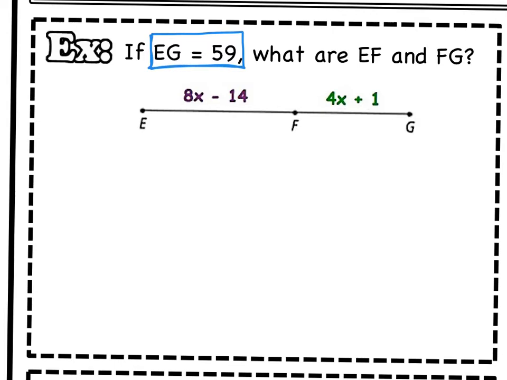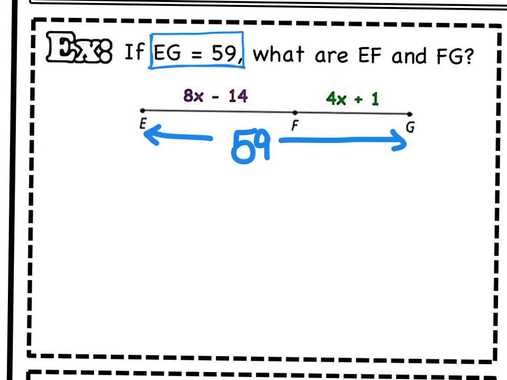So let's take that piece of information and add it to the diagram. Now, EG represents the length of the entire segment, so I'm going to go ahead and label that entire segment 59 units. So here we have 59 from our left end to our right end, from point E to point G.